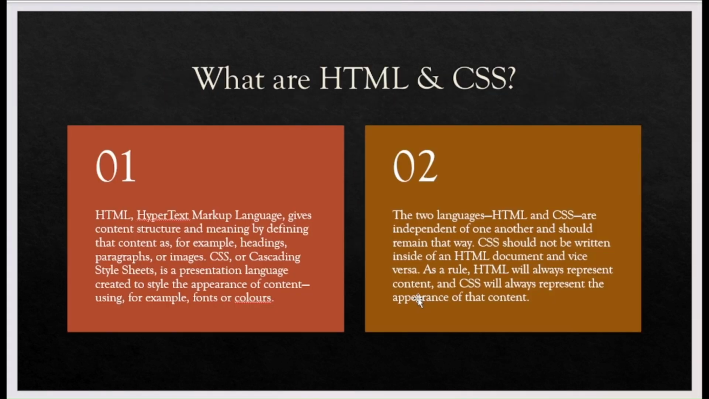So, what are HTML and CSS? HTML, which stands for Hypertext Markup Language, gives content structure and meaning by defining that content as, for example, headings, paragraphs, or images. CSS, which stands for Cascading Style Sheets, is a presentation language created to style the appearance of content using, for example, fonts or colors.